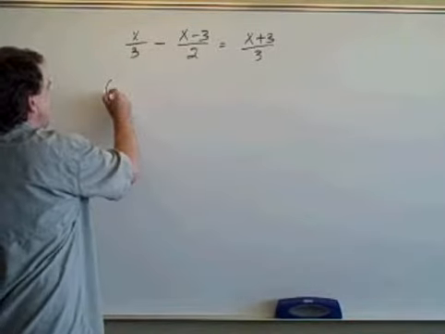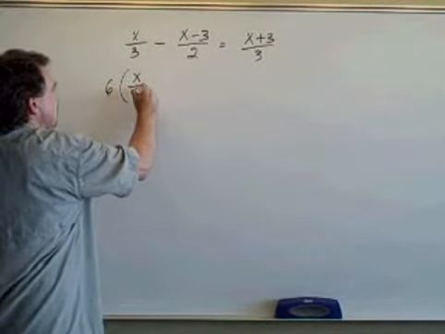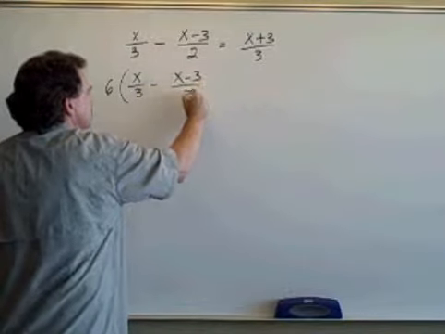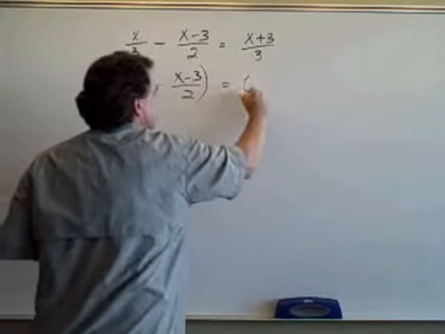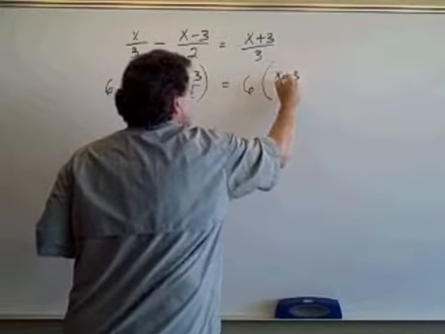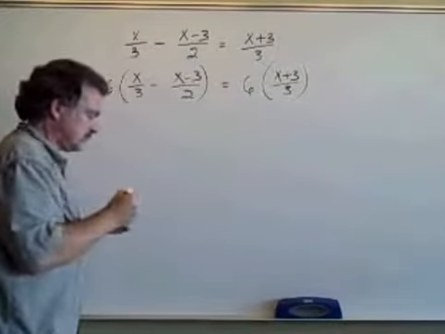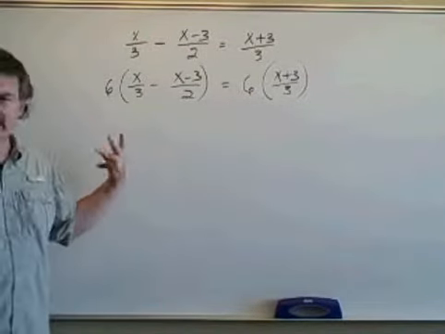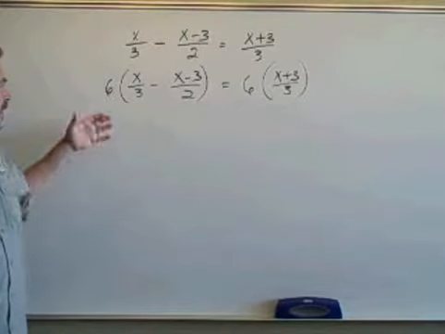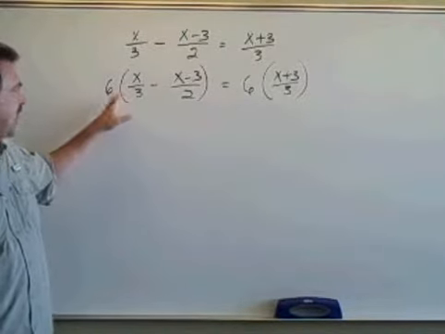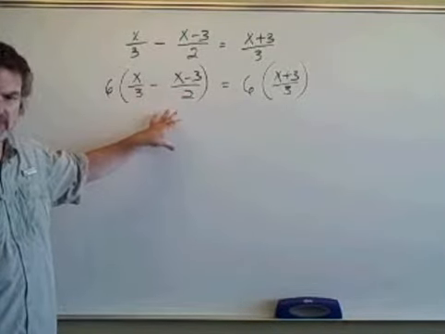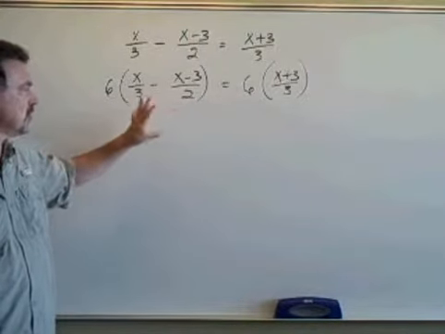If I multiply both sides of this equation by 6, I will eliminate the fractions. Now, here on the left side, I have to distribute that multiplication of 6 times both of those terms.